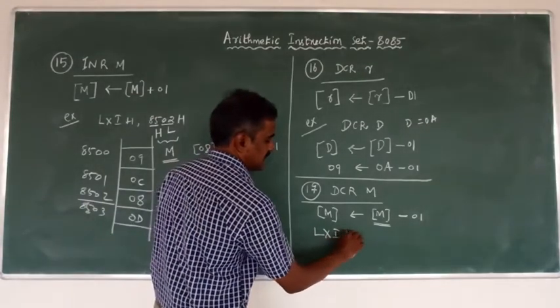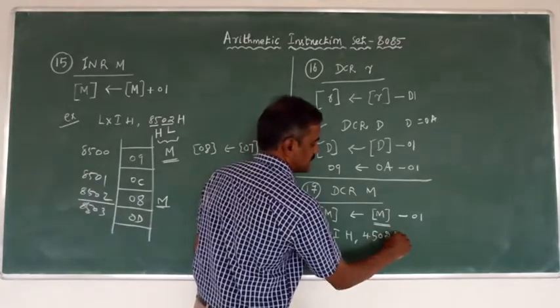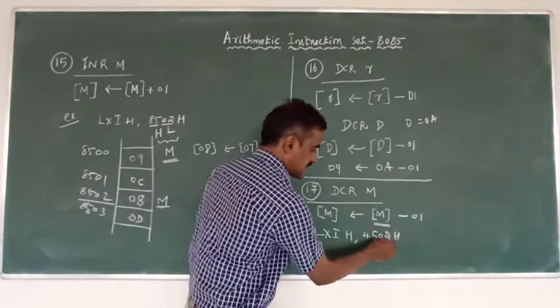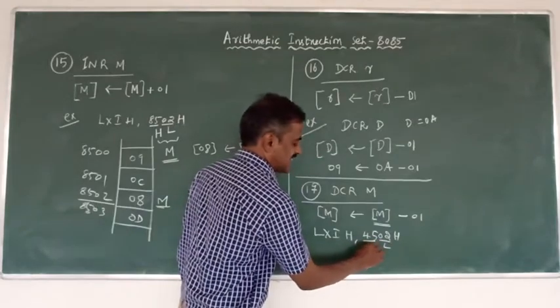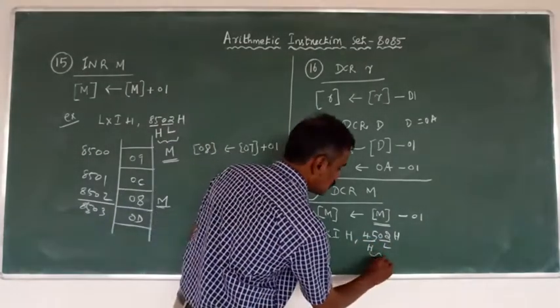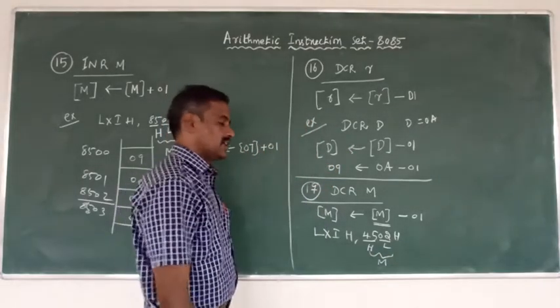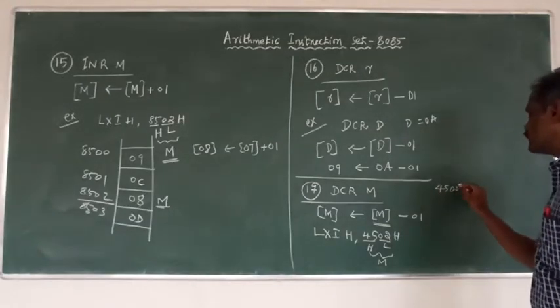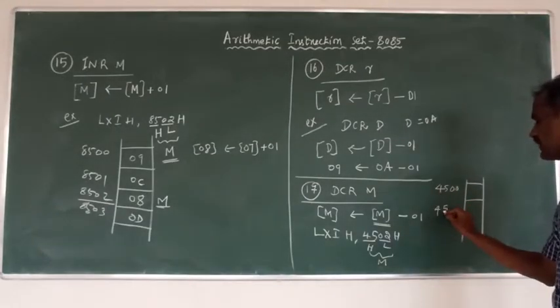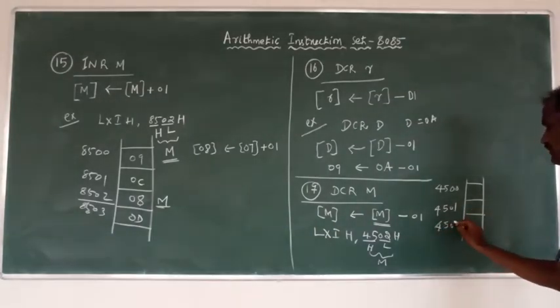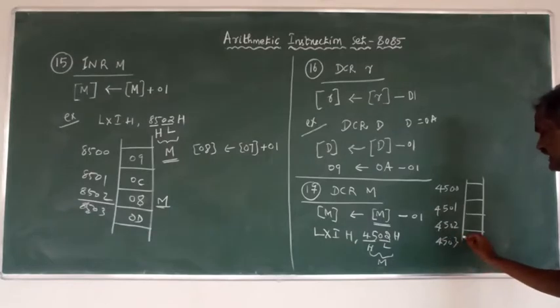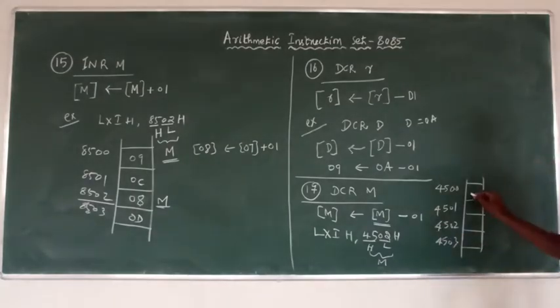Example, LXI H, 4502H. This puts 02 into register L and 45 into register H. These two represent the memory address. The memory address locations are 4500, 4501, 4502 and 4503, holding the data 0E, 0F, 0D and 0A. At 4502 the data is 0D.